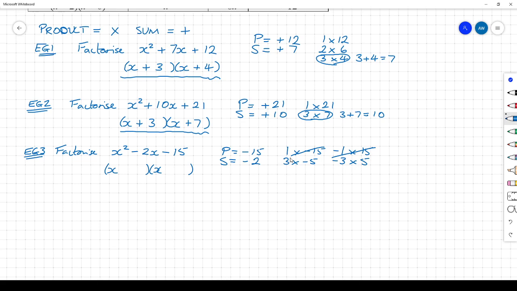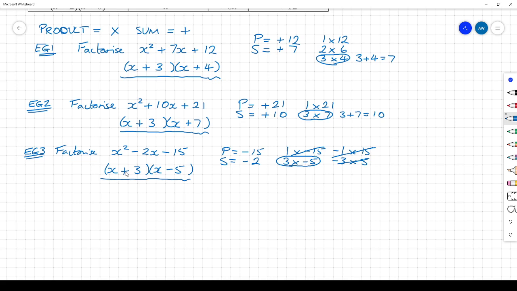So let's check. Do these two add up to equal minus 2? Well, 3 added to minus 5. Oh, it's minus 2. There it is. There's my factor pair. This one then I don't need, because if I add those two up, I'll get plus 2, not minus 2. Minus 3 added to 5 is 2. 3 added to minus 5 is minus 2. So those are the pair we need. 3 times minus 5 is minus 15, and 3 added to minus 5 is minus 2. So the 3 is positive and the 5 is negative.